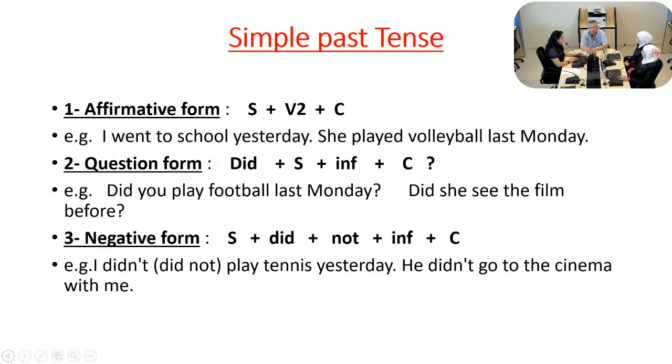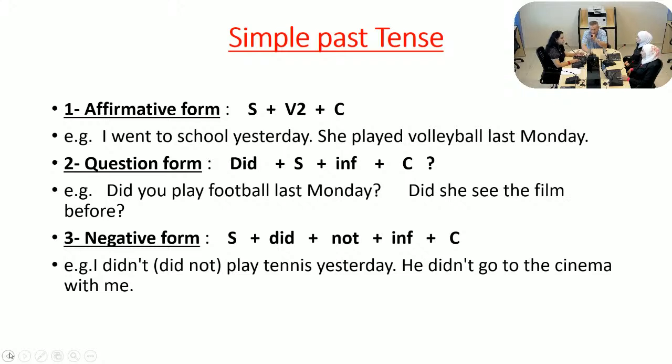In the question form, because we don't have an auxiliary, we add do, does, did, and in this sentence, it's did. We start with did. After that, we use the subject and the verb in the infinitive form or the base form and the rest of the sentence. Did you play football last Monday? Did she see the film before?